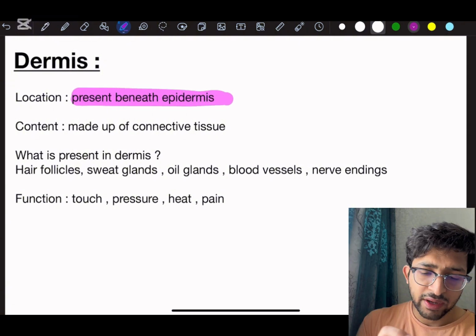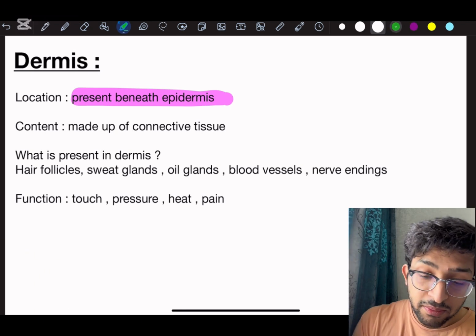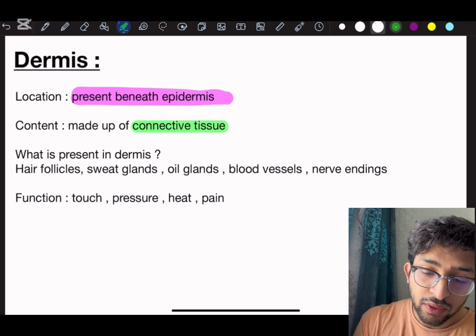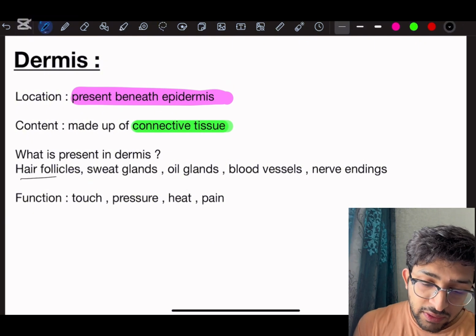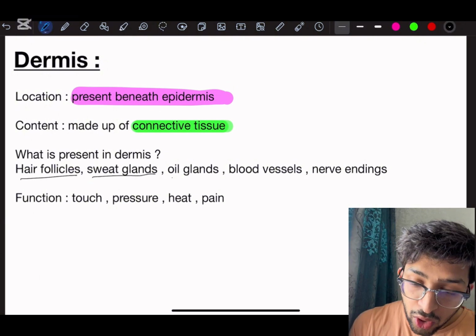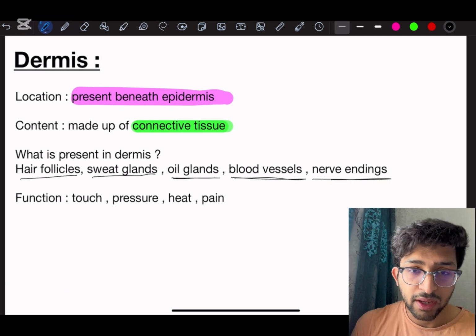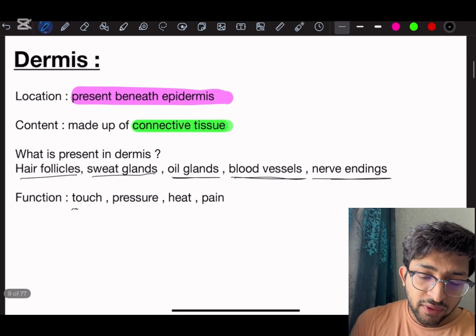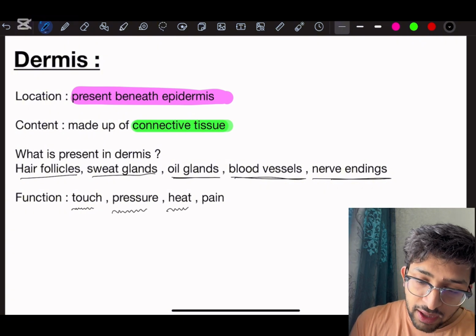Okay, we had discussed, we know. So now what is the dermis made up of? It is made up of connective tissues. And what is present inside the dermis? There are hair follicles, sweat glands, oil glands, blood vessels, and nerve endings, right? And the function is for touch, pressure, heat, and pain.